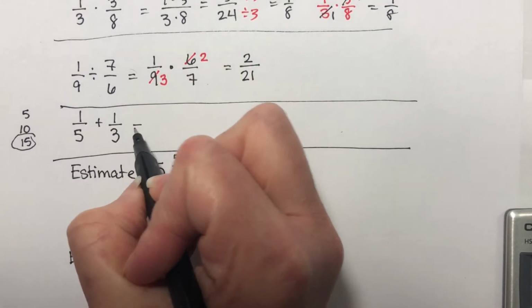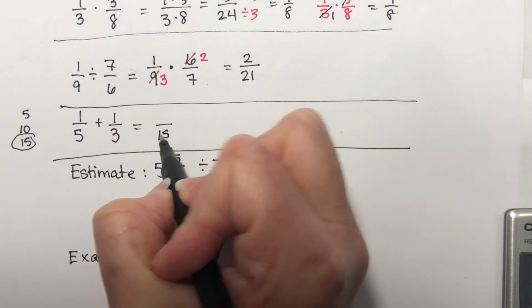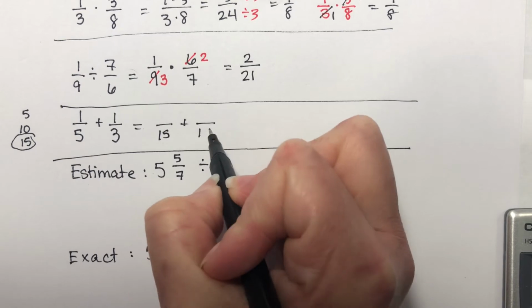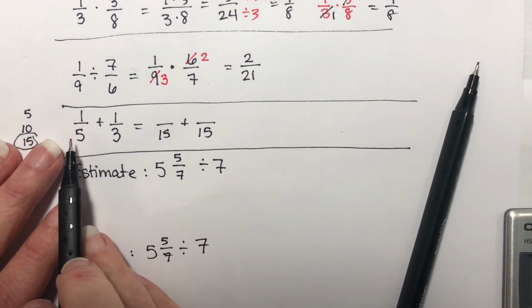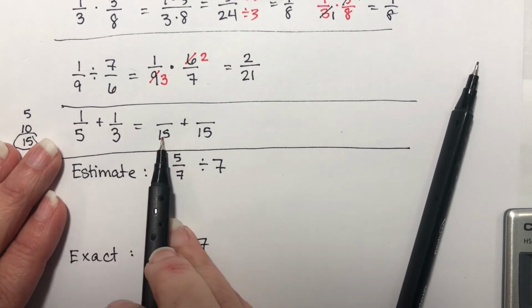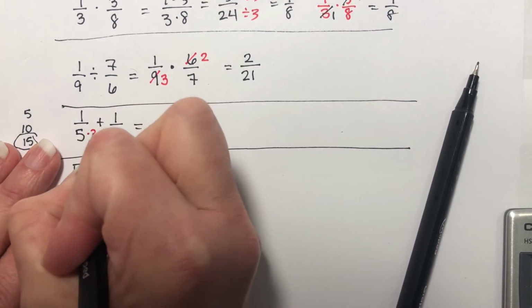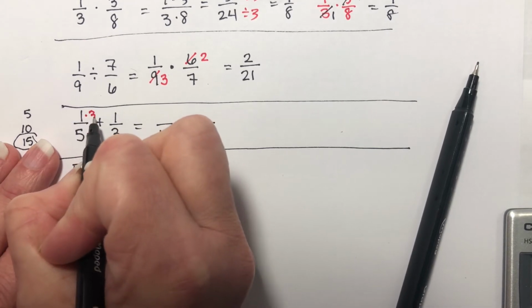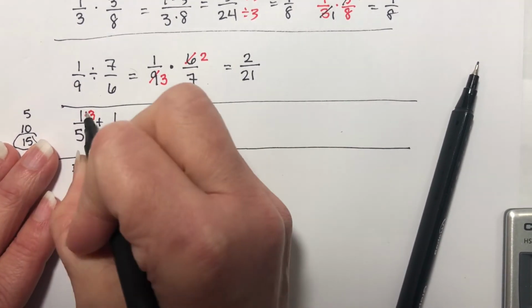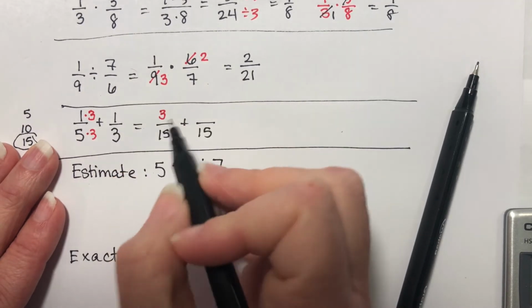Okay, so we decided our least common denominator was 15. So I'm going to rewrite this problem with 15s in the denominator. What we need to do is to ask ourselves, 5 times what gives me 15? 5 times 3 gives me 15. If I multiply the bottom by something, I need to multiply the top by something. So 1 over 5 is the same thing as 3 over 15.